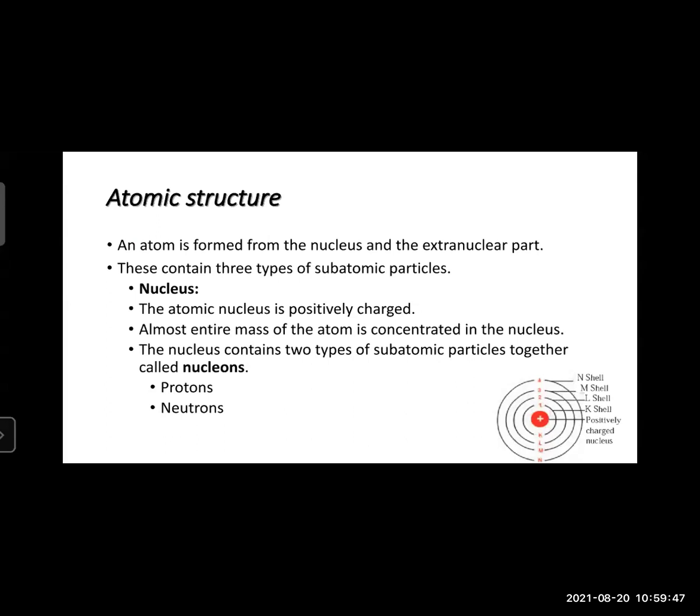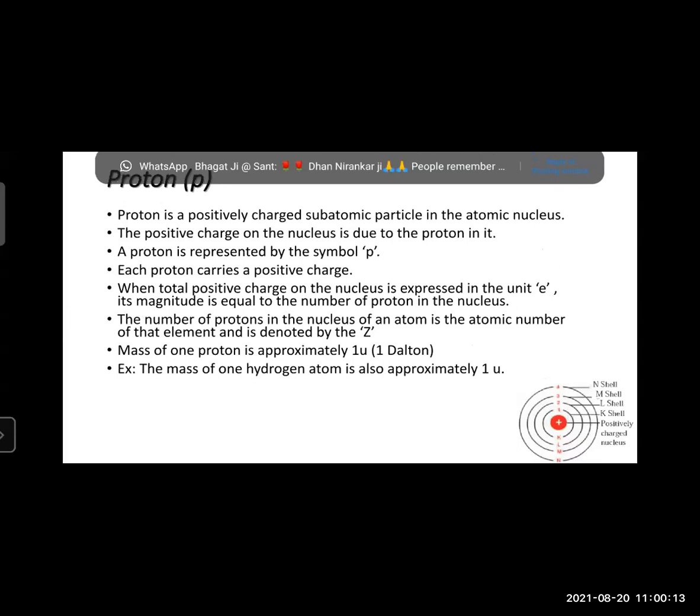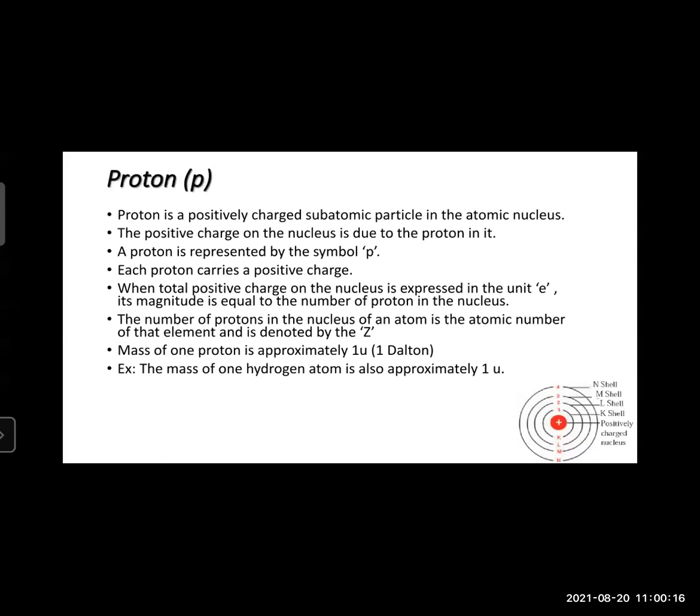The nucleus contains 2 types of subatomic particles together, and they are called nucleons. Which are those? The first one is a proton and the second one is a neutron. Now, a proton is a positively charged subatomic particle in the atomic nucleus. The positive charge on the nucleus is due to protons, and a proton is represented by the symbol P.